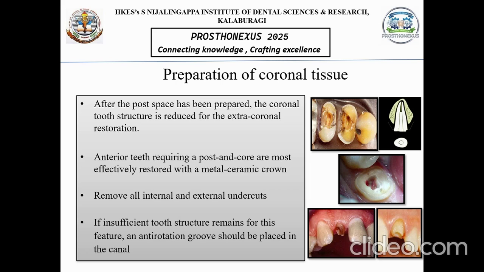Preparation of coronal tissue. After the post space has been prepared, the coronal tooth structure is reduced for extracoronal restoration. Anterior teeth requiring a post and core are most effectively restored with a metal ceramic crown. Remove all external undercuts. If insufficient tooth structure remains for this feature, an anti-rotation groove should be placed in the canal.